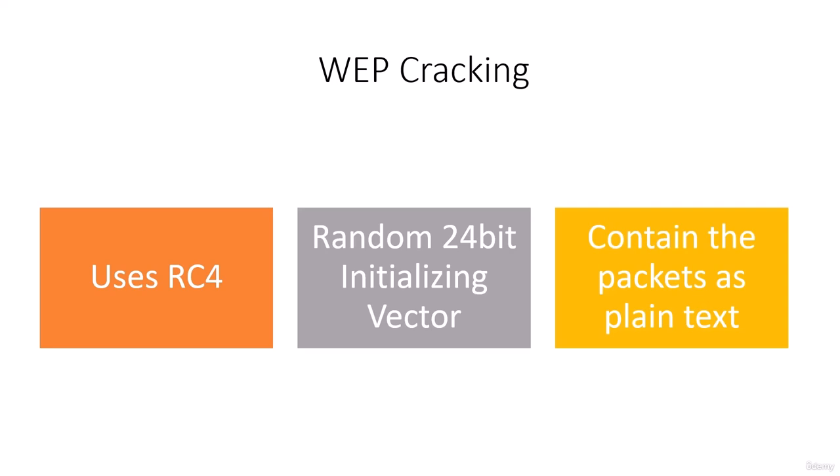So the first encryption that we're going to talk about is WEP, or WEP cracking, or WEP breaking. It is going to be first because it's the oldest one and the easiest one to break. We still need to learn how to break it, because you will see networks that still use WEP. WEP encryption uses an algorithm called RC4.